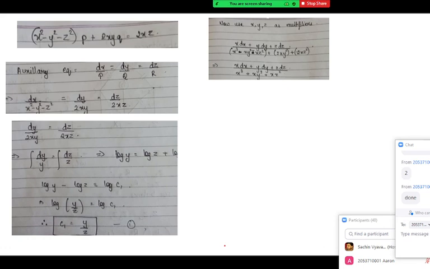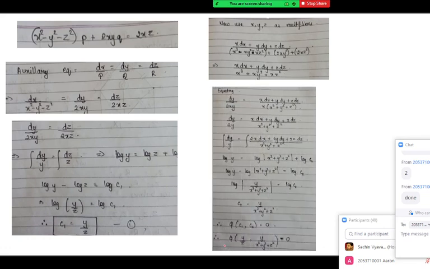So this is the way that you have to look at the problem, and at the end you can write phi of u comma v equal to 0, or u equal to phi of v. That's one. If any doubt is there, yes, you can ask.